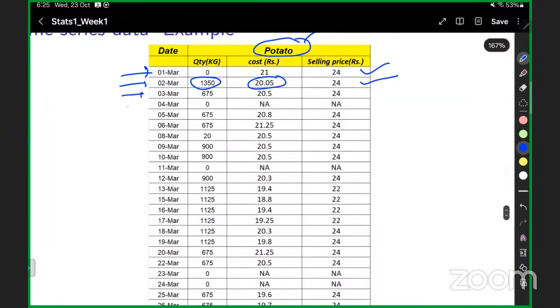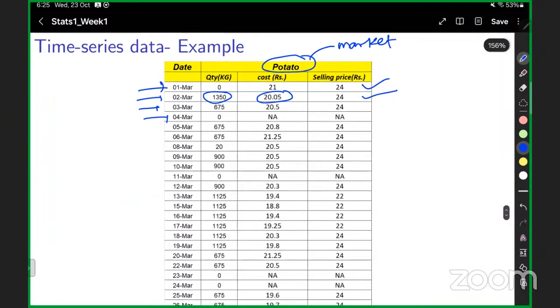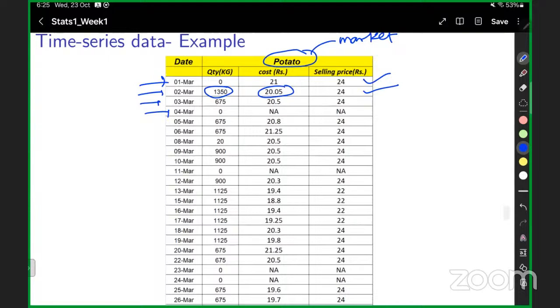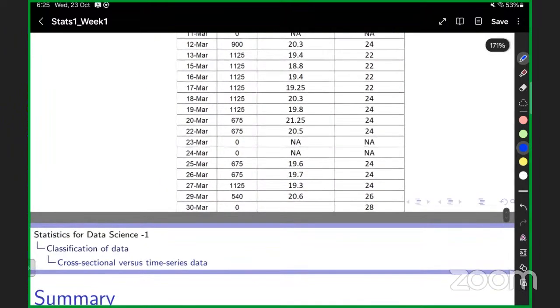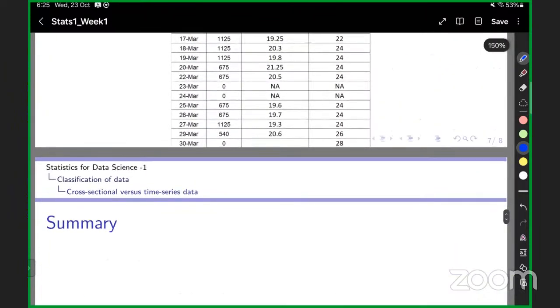Okay. And 3rd March, same thing. So you can have multiple variables for the same thing, potato, and you can collect it over a period of time, right? Over a period of days here. It could be hours, minutes, doesn't matter, but it is collected over time. That's what makes it time series data.